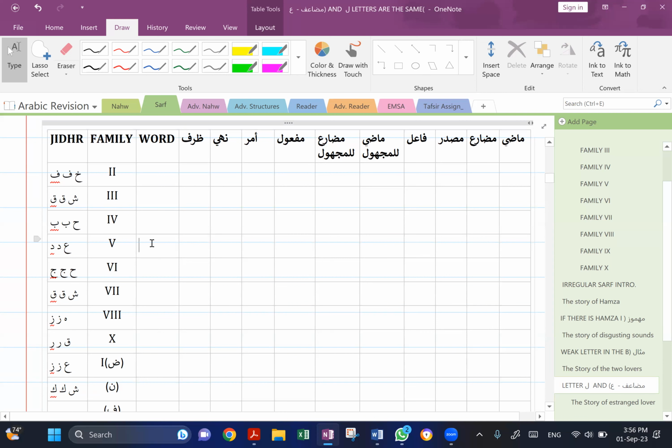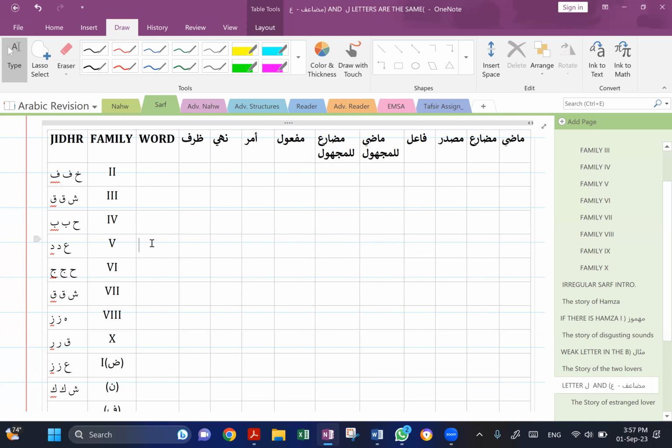Family 5. Yeah, family 5: تعلم. Yes, sorry. The shared family doesn't get the change, right? Yes, it's the same.